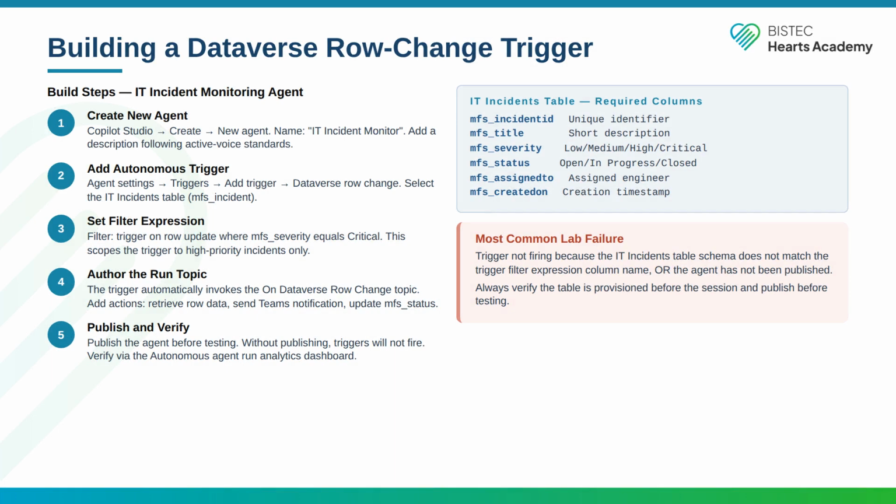There are 5 steps. Walk through each one with the common failure mode alongside it. The most reliable way to prevent lab failures is to name them before they happen. Step 1: create the agent. In Copilot Studio, create new agent.